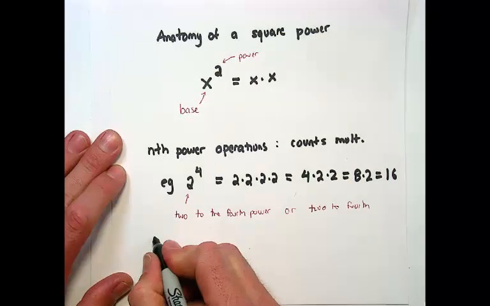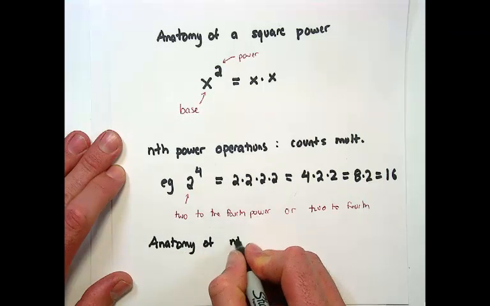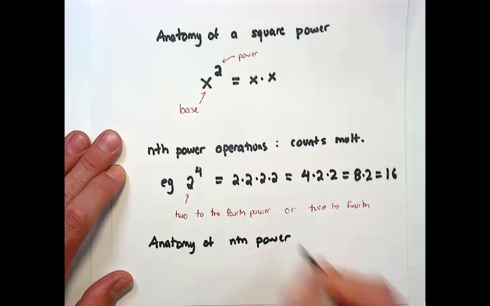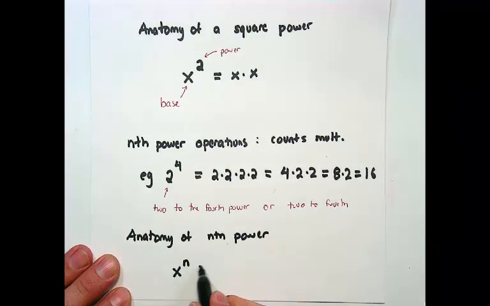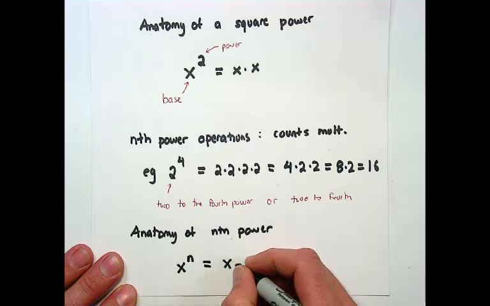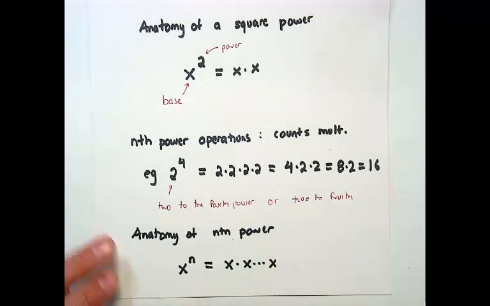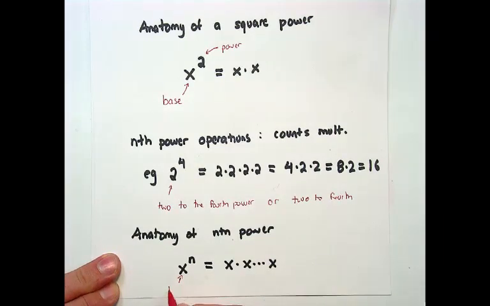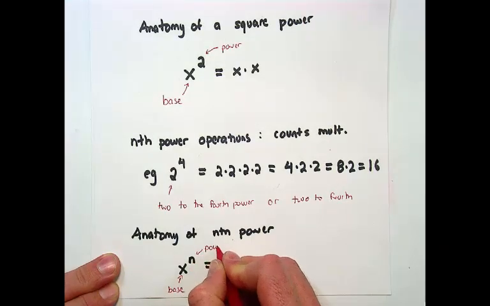Let's take a look at the anatomy of an nth power. When I write x to the n, this is going to count the number of multiplications of the base by itself. Again, we're going to call the thing on the bottom the base. And the thing on the top, we're going to call the power.